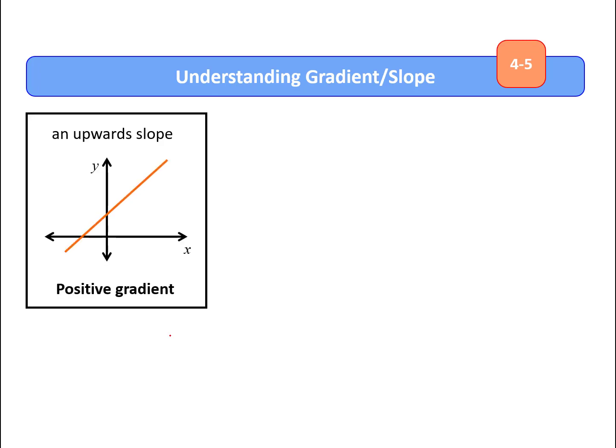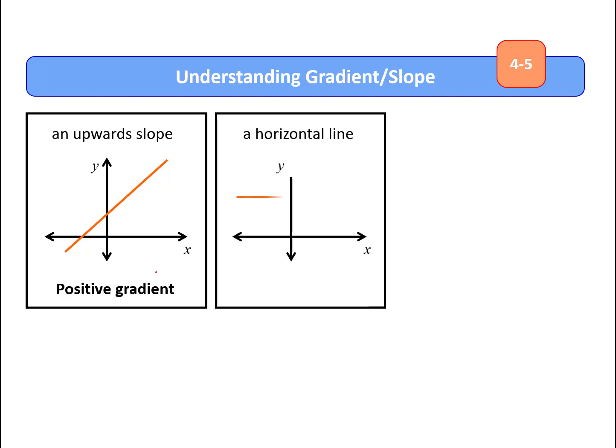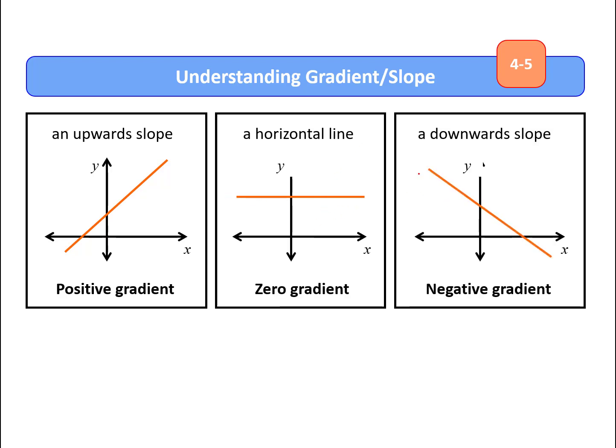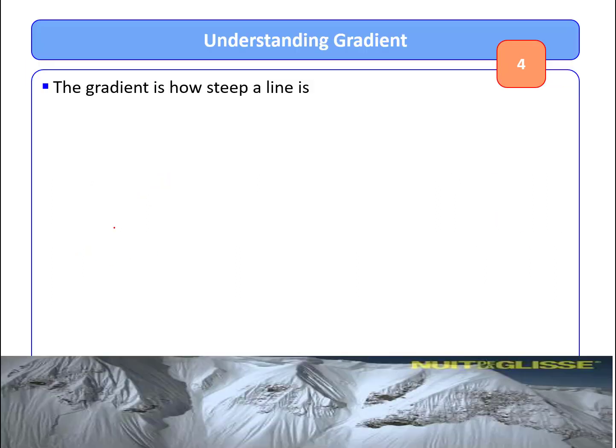An upward slope is a positive gradient. That's going from left to right, always left to right, like how you read. A horizontal line is called a zero gradient, and a downward slope from left to right, if you're skiing downhill, that's negative. Or if you're going down in the world, remember that's negative. If you're going up in the world, that's positive. That's a good way to remember it.